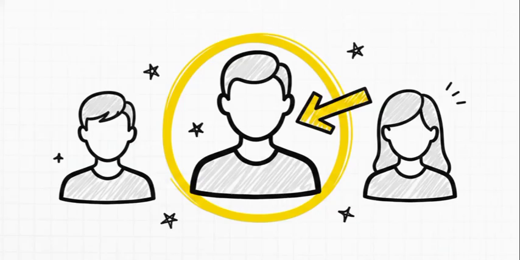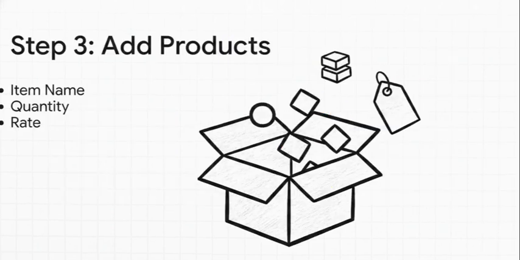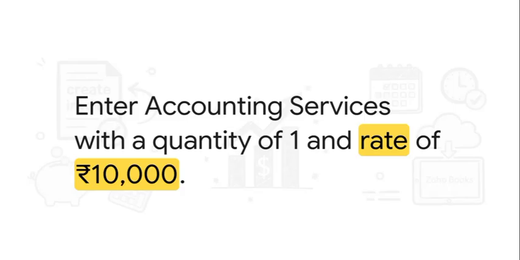Step 1, navigate to Sales, then Invoices, and just click Plus New Invoice to kick things off. Step 2, pick your customer, because no customer definitely means no invoice. Step 3, add your offerings. You got to include the item name, the quantity, and your rate. For instance, we'll input 1 unit of accounting services at a cool 10,000 rupees.